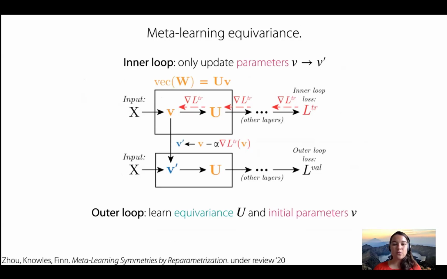And then in the outer loop, we'll learn both the equivariance U as well as the initial parameters V. So essentially, this allows us to learn certain equivariance patterns that we assume are fixed across all of the tasks in our meta training set, and therefore preserve it for all of the tasks. Okay, so we refer to this as meta-learning symmetries by reparameterization, MSR, essentially a reparameterized version of MAML.